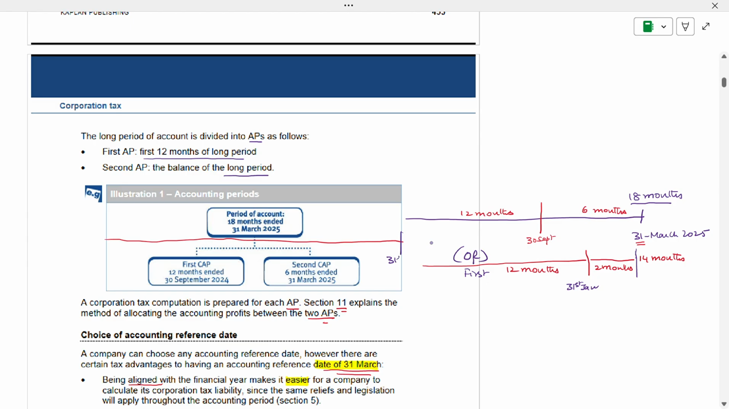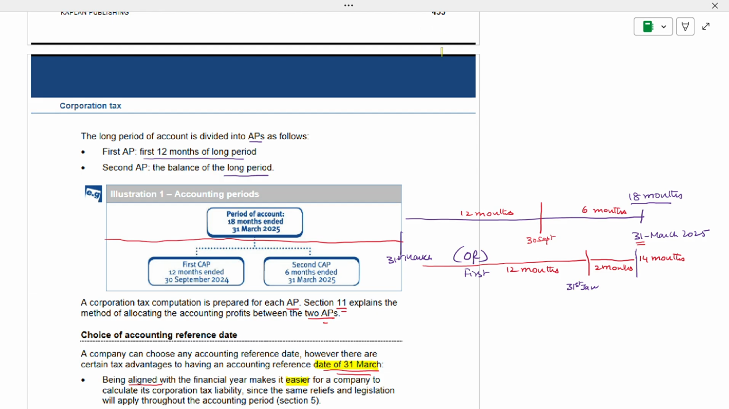We have to go from the back. The end date is 31st March. We have to go from the back. Is it right? If it is 18 months, same, no confusion at all.